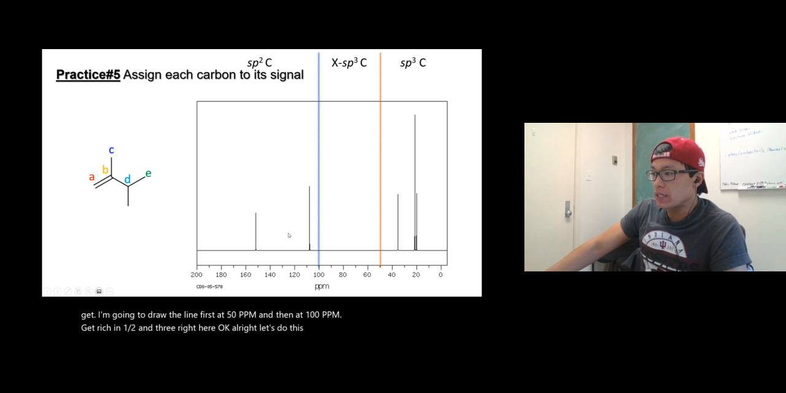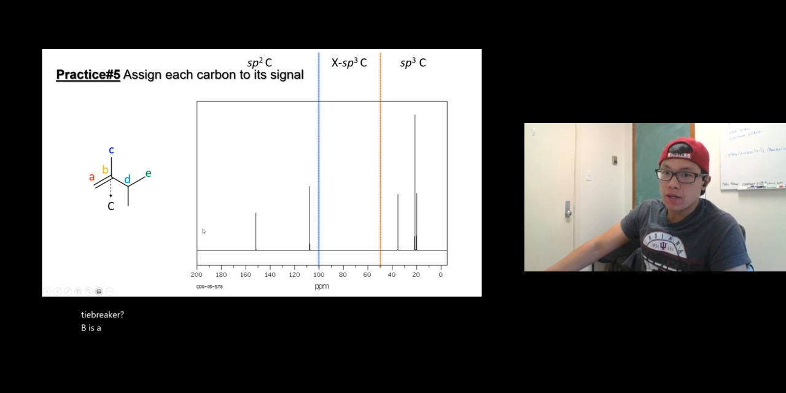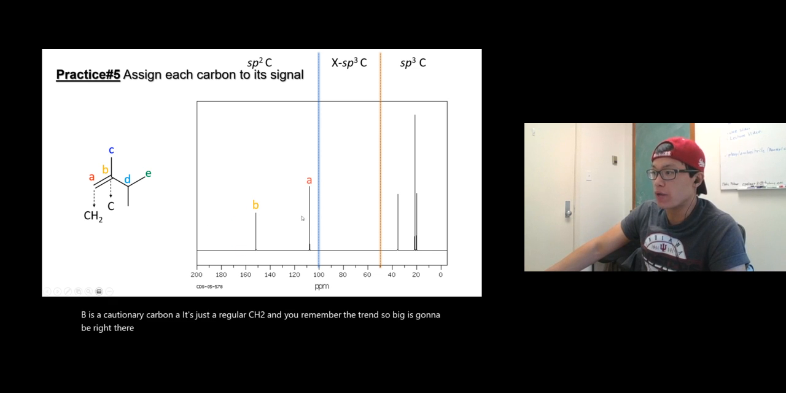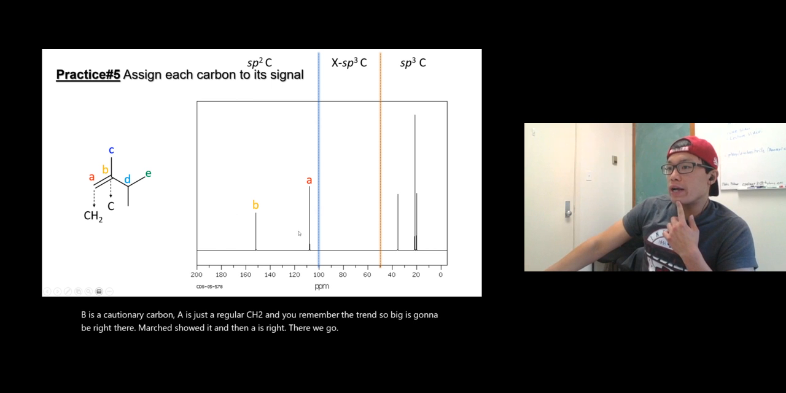So obviously the sp2 carbon region is right here. So these two are going to be either A or B. Okay. So what's the tiebreaker? Well, B is a quaternary carbon. A is just a regular CH2, and you remember the trend, so B is going to be right there, more deshielded, and then A is right there. Here we go. Okay. All right, next one.